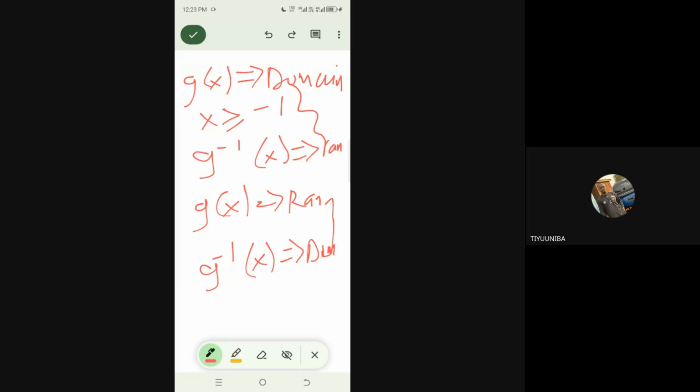Please, is it clear? Hello, madam. Is it clear? What did we get for the range? We didn't solve the range. Okay. So I'm trying to establish something with you, that we solved for the domain of g of x, and we had x should be greater than or equal to -1. And the question is asking to find the range of the inverse of that function we found. And I'm saying that the range of the inverse is equal to the domain of the function.